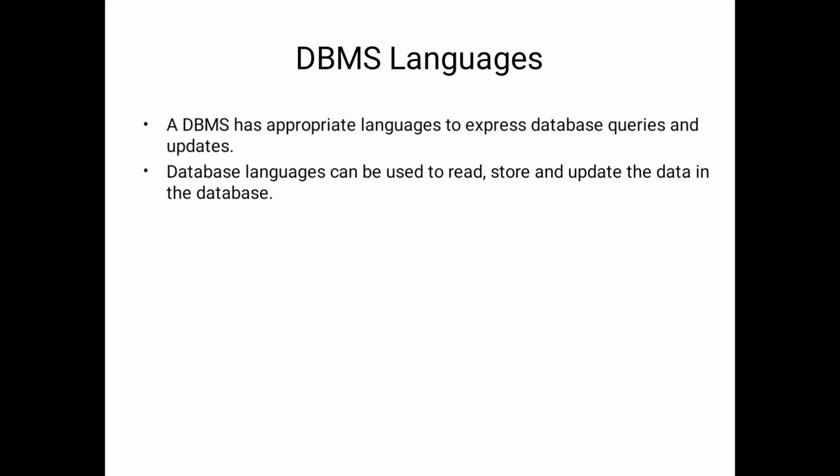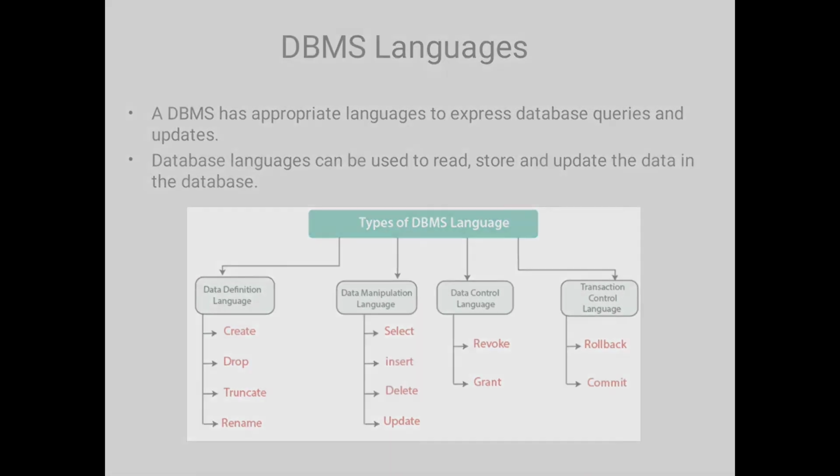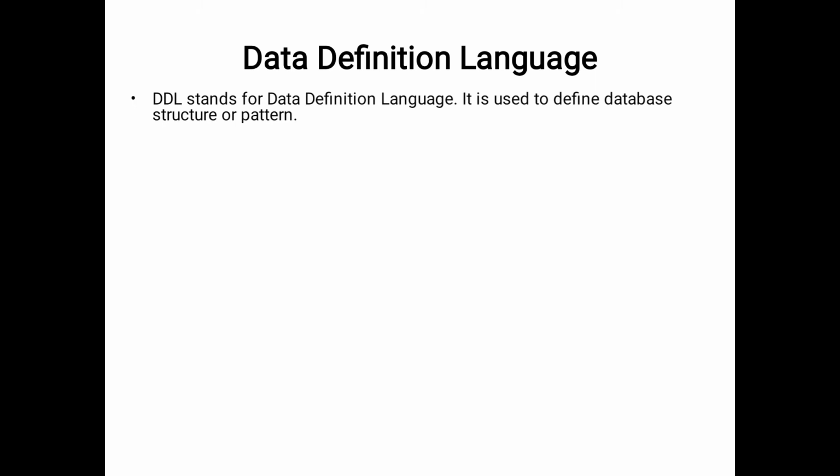The database languages can be used to read, store, and update the data in the database. These are the different types of DBMS languages: data definition language, data manipulation language, data control language, and transaction control language. In which situation do we use which type of database management system language? Now we will discuss one by one. First we will start with the data definition language, simply called DDL.